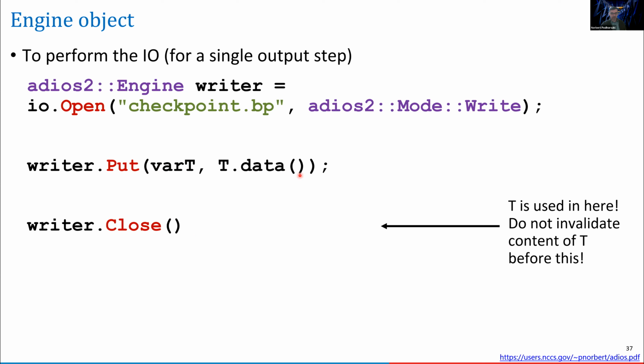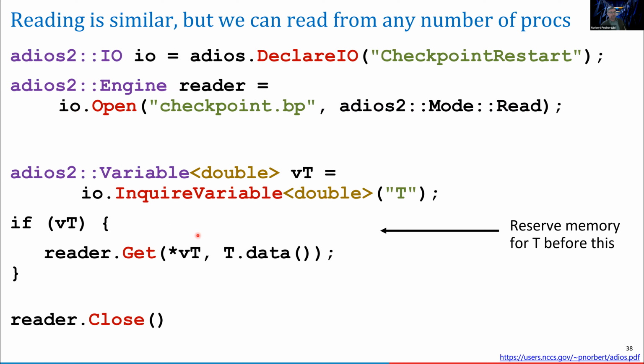The one important note here: put doesn't do anything by definition. It's the close that will access the data pointer, so you should not change the content or invalidate this pointer before close is executed. So that's all the output step. On the reading side, it's very similar.